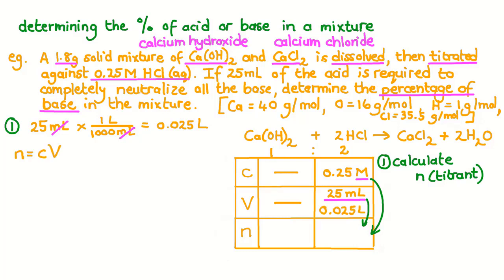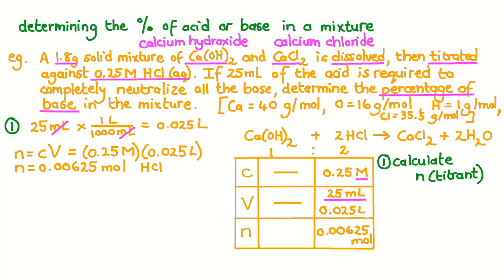We can then use the key equation n equals C times V and substitute in the concentration and volume of the acid. Remember, molar or molarity is moles per liter, and we get 0.00625 moles of HCl. This is the moles of titrant needed to neutralize all of the calcium hydroxide. We will round off at the very end of the calculation to the correct number of significant figures.